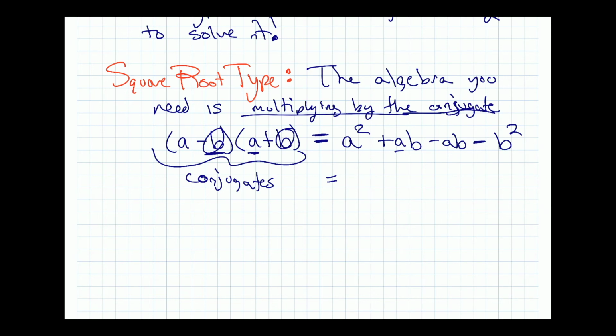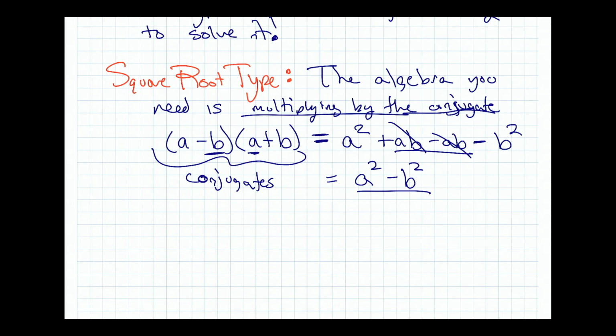But you should notice that these middle terms are the same and they're just going to cancel. That's going to leave you with a squared minus b squared. And of course, this is something that you did know from the past: a squared minus b squared is a minus b, a plus b. Okay?